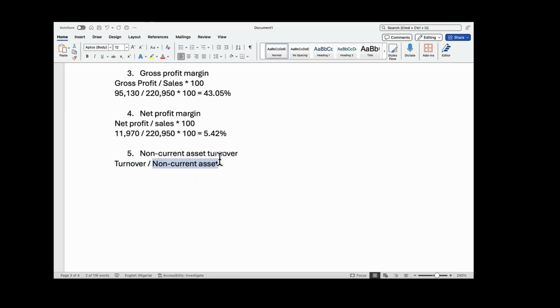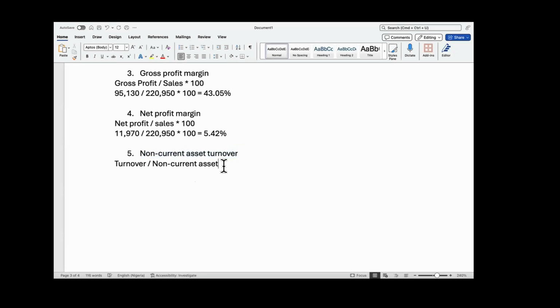Okay, I think that's more like the reverse of what you're saying, or maybe that's what you mean as well. But yeah, it's the proportion of our sales that is generated from the use of our assets, or to put it accurately, it is the number of times we're able to convert our assets to sales. That's the non-current asset turnover.